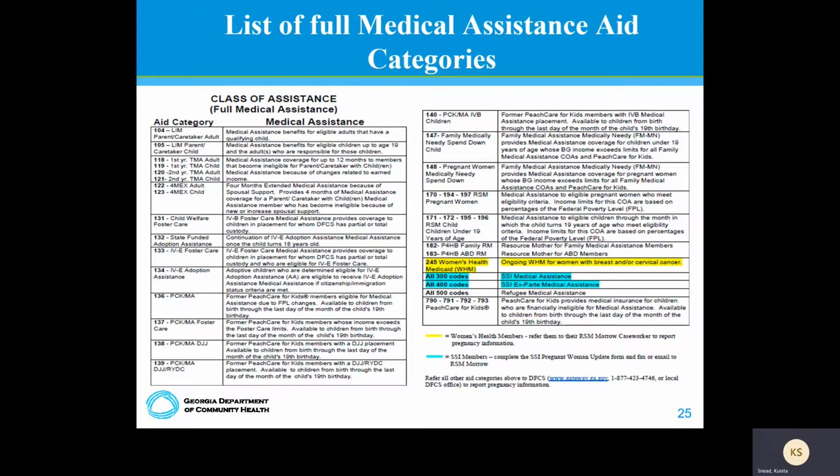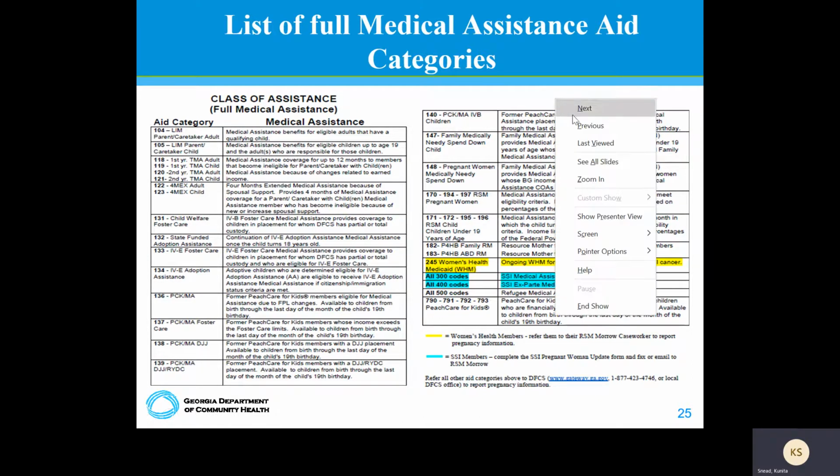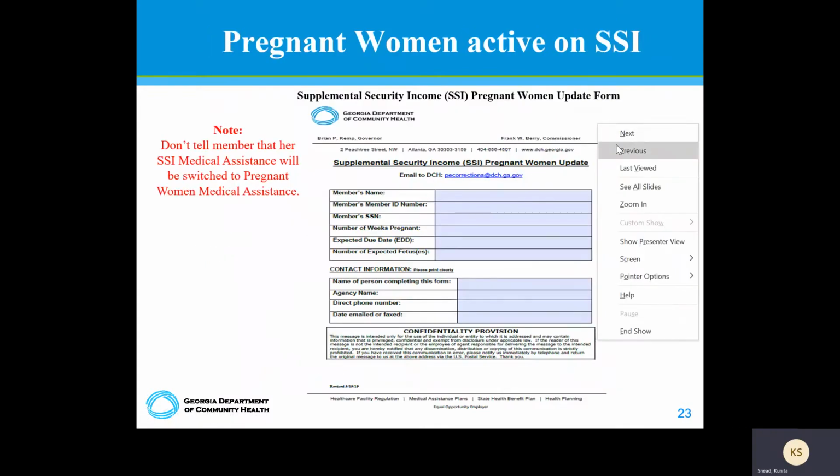And then the aid category that is highlighted in yellow is women's health. We're going to look at a different procedure for that, especially dealing with pregnant women, and we're going to actually see a call for that. And the one highlighted in turquoise is SSI, and we're going to see a different procedure for that. Okay, so remember, if you screen them and they're active on one of these aid categories in this list, do not complete a PE application on them. Let them know if they need to report anything, they need to report it to DFACS. So we're going to go back to slide 21.